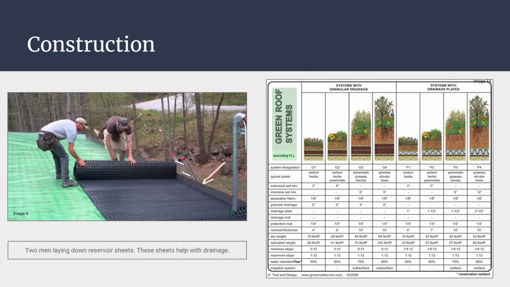And here we see an image of two construction workers laying out reservoir sheets, which are used for drainage. Alongside this image, we have a chart discussing some of the plant material used in green roof systems and the numbers associated with each. Just take a minute to look at some of the numbers to get an idea of how everything is related to one another.